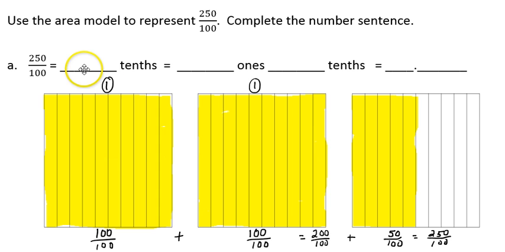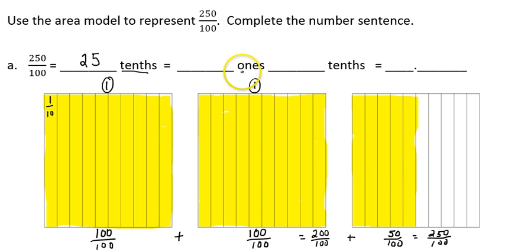The first question is, how many tenths are represented by 250 hundredths? Well, my area models have already been divided into tenths. Each column is 1/10. So I have 10 tenths in my first picture, another 10 tenths in my second picture, so that would be 20 tenths, and then 5 more in my last picture. In all, I have 25 tenths, or 25 columns shaded in.